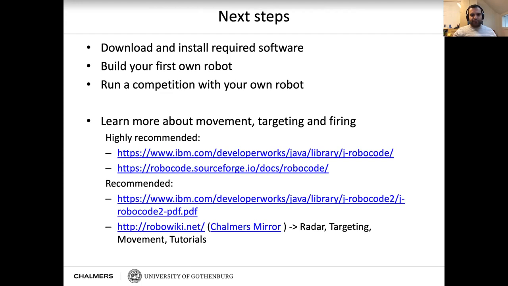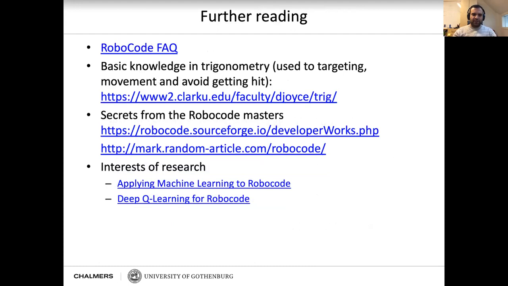And here are some links if you want to learn about targeting and movement and firing and so on. There is a frequently asked questions page, which you can refer to if you have some questions. It's in the RoboWiki as well. And if you are really interested in what's going on in research in this area, I have some links here for applying machine learning to RoboCode and so on.